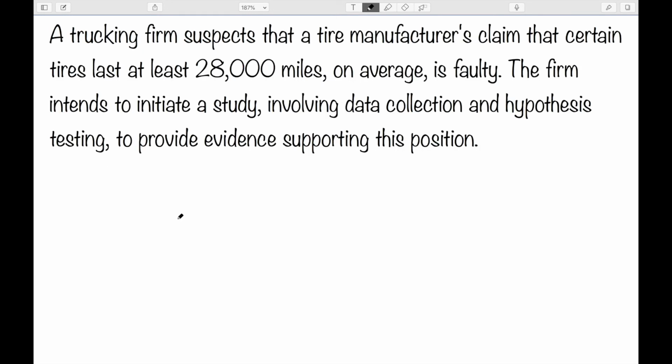A trucking firm suspects that a tire manufacturer's claim that a certain tire lasts at least 28,000 miles on average is faulty. So they want to initiate a study involving data collection and hypothesis testing to provide evidence supporting this position. So let's set up this hypothesis. We need our null and our alternative. We are looking at a mean, an average, so we're going to be using mu. Alternatively, we could be looking at a proportion, in which case we would use p.